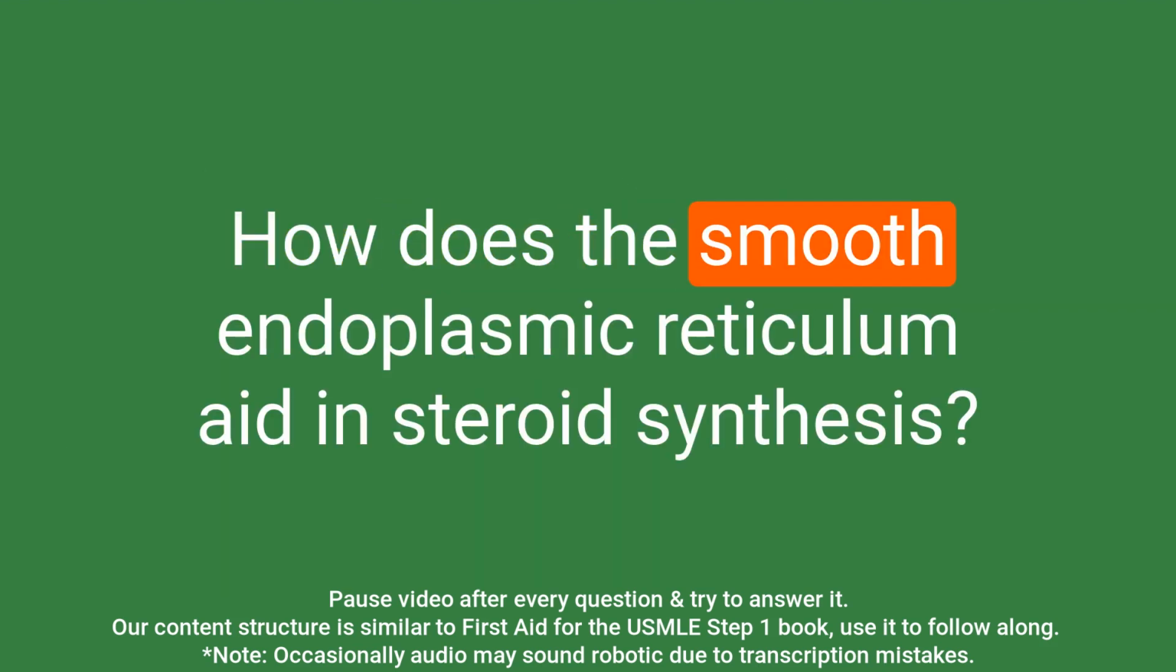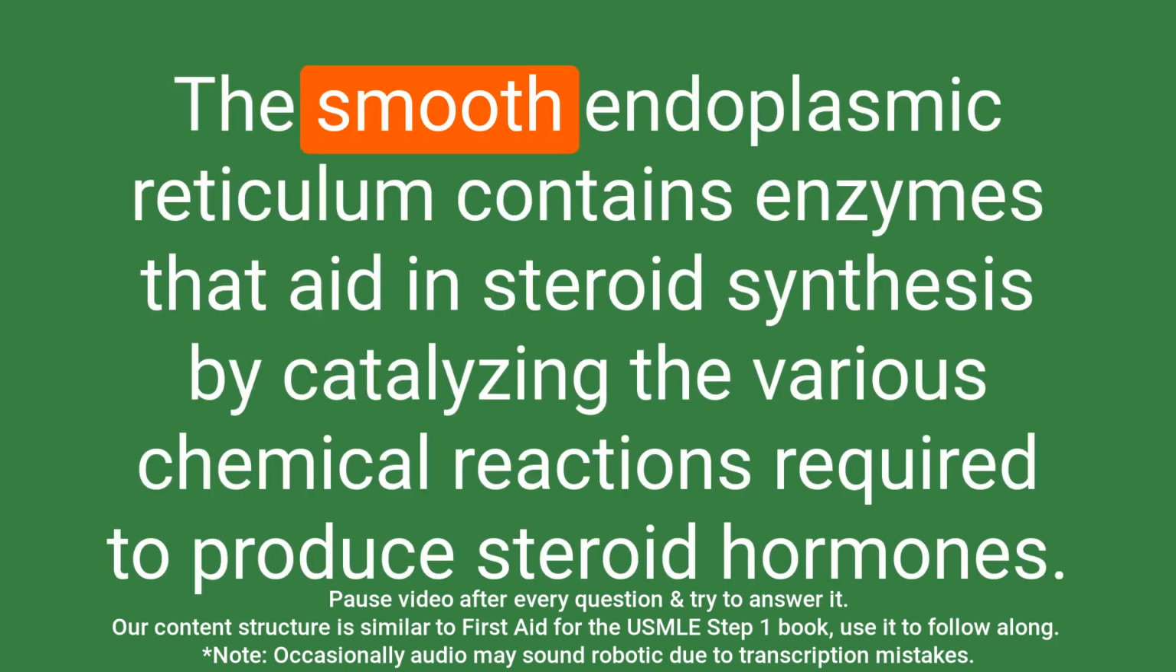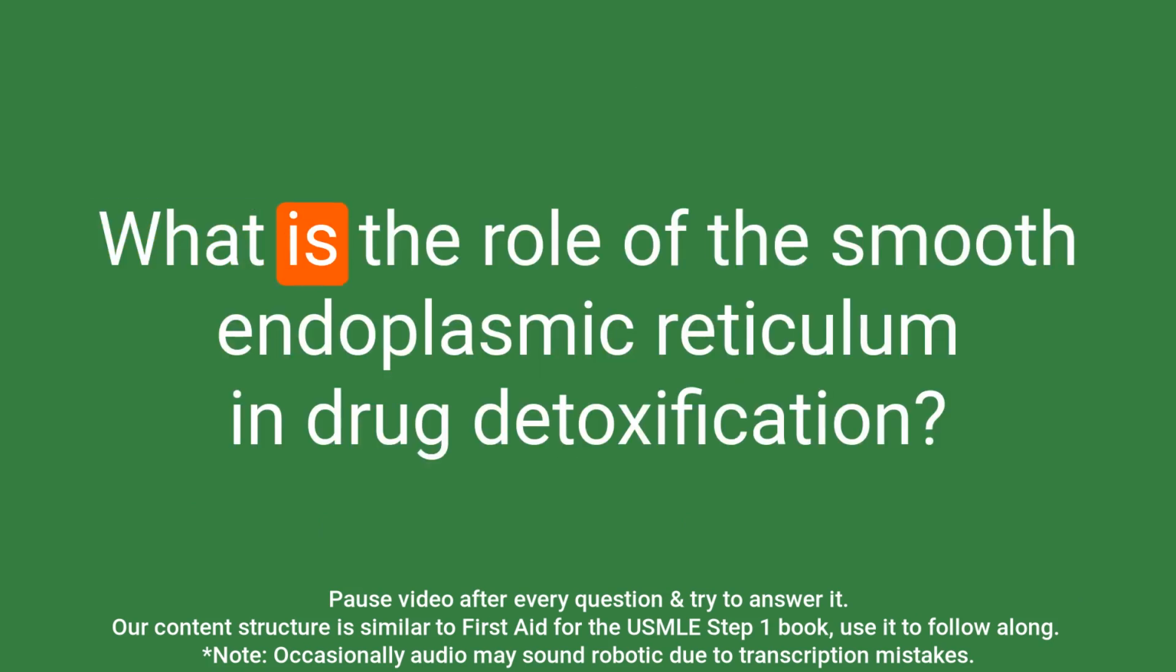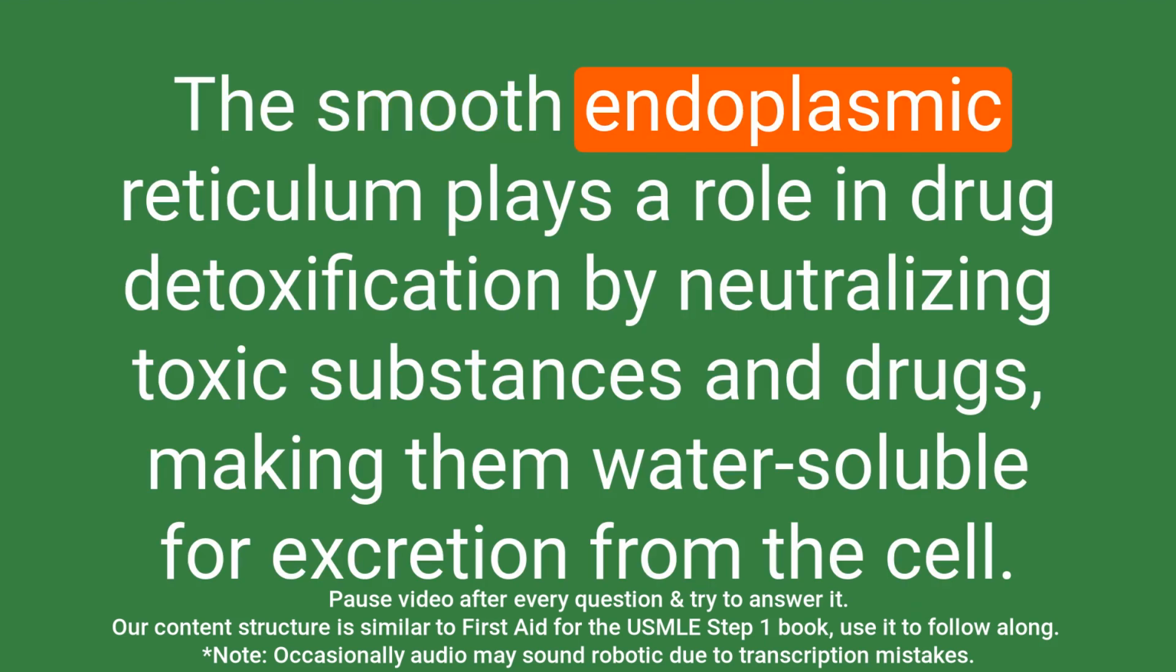Question: How does the smooth endoplasmic reticulum aid in steroid synthesis? Answer: The smooth endoplasmic reticulum contains enzymes that aid in steroid synthesis by catalyzing the various chemical reactions required to produce steroid hormones. Question: What is the role of the smooth endoplasmic reticulum in drug detoxification? Answer: The smooth endoplasmic reticulum plays a role in drug detoxification by neutralizing toxic substances and drugs, making them water-soluble for excretion from the cell.